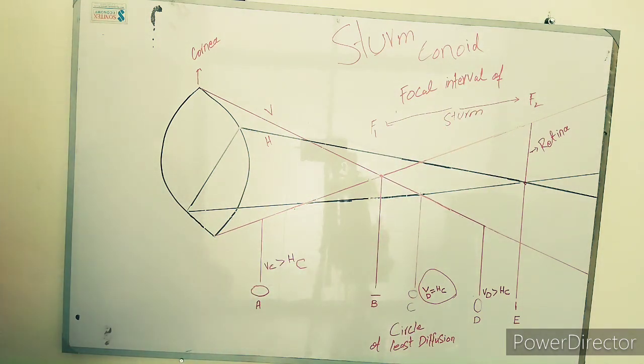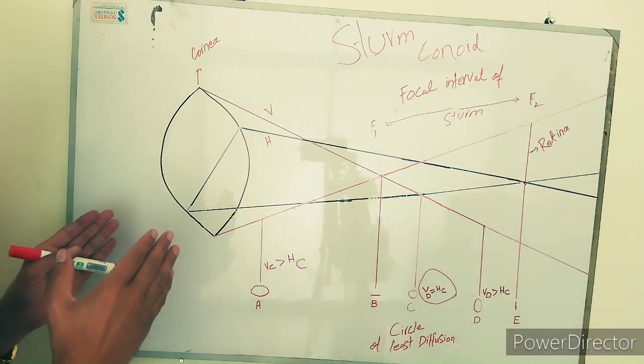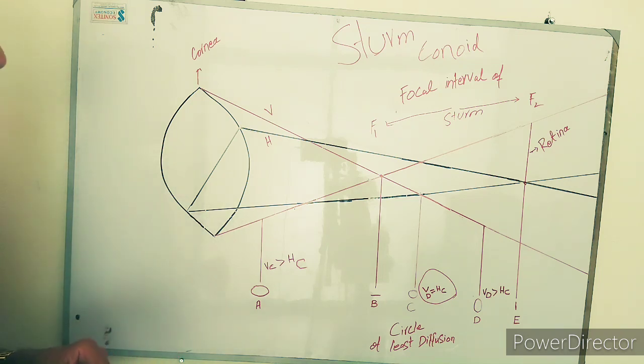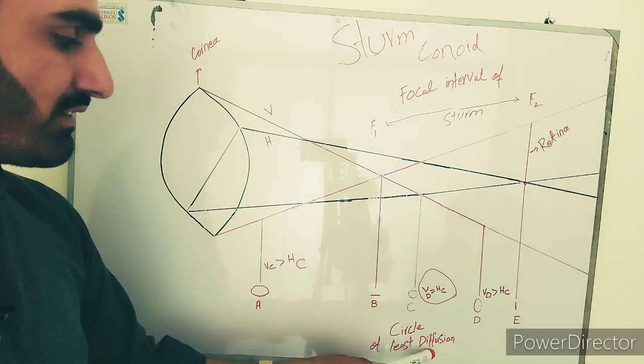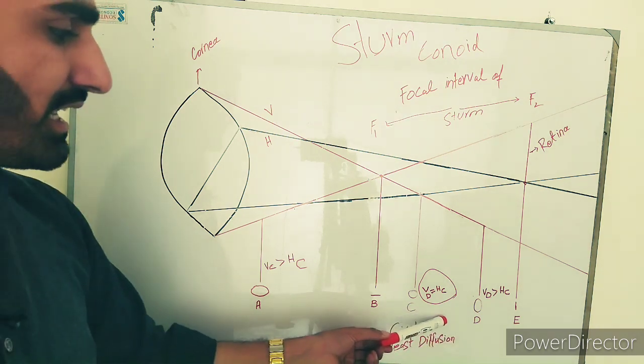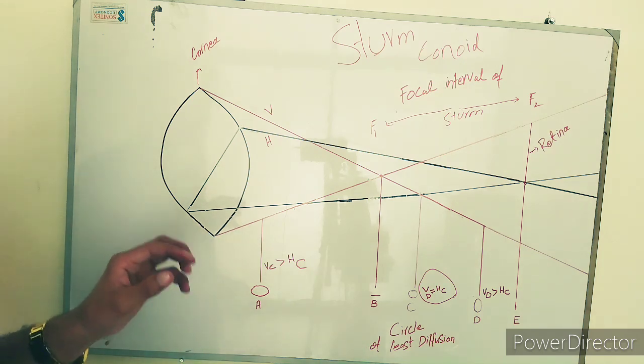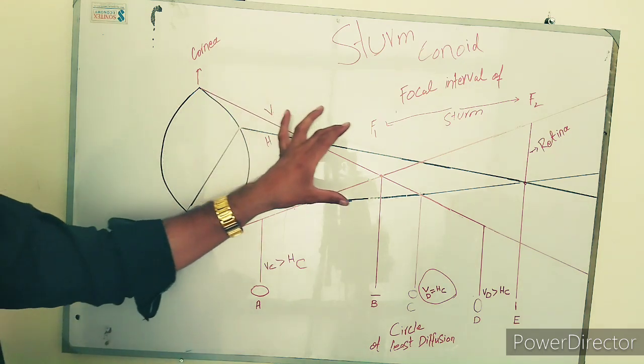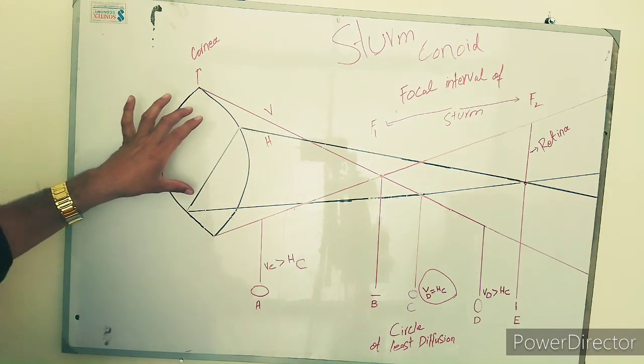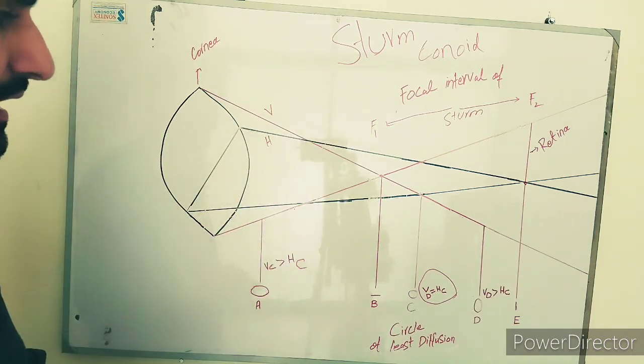Students, now I want to tell you why we are studying the sturm conoid. What is the importance of the sturm conoid? You well know, I have told you the clearest image in the eye always forms at the circle of least diffusion, and I have also told you that this phenomenon takes place in the astigmatic refractive error.